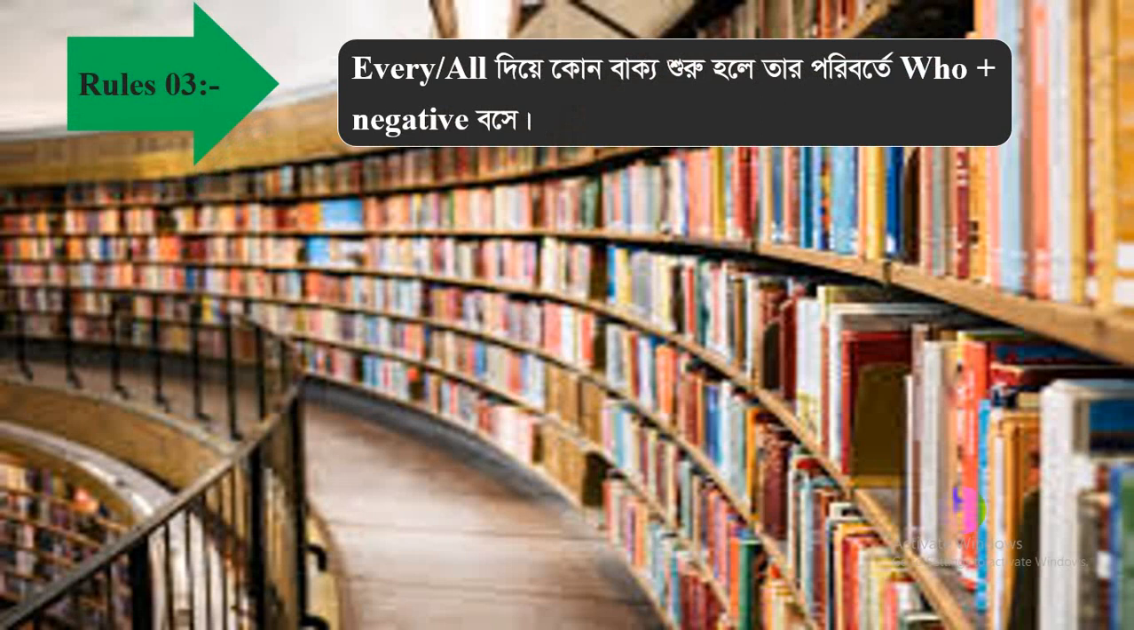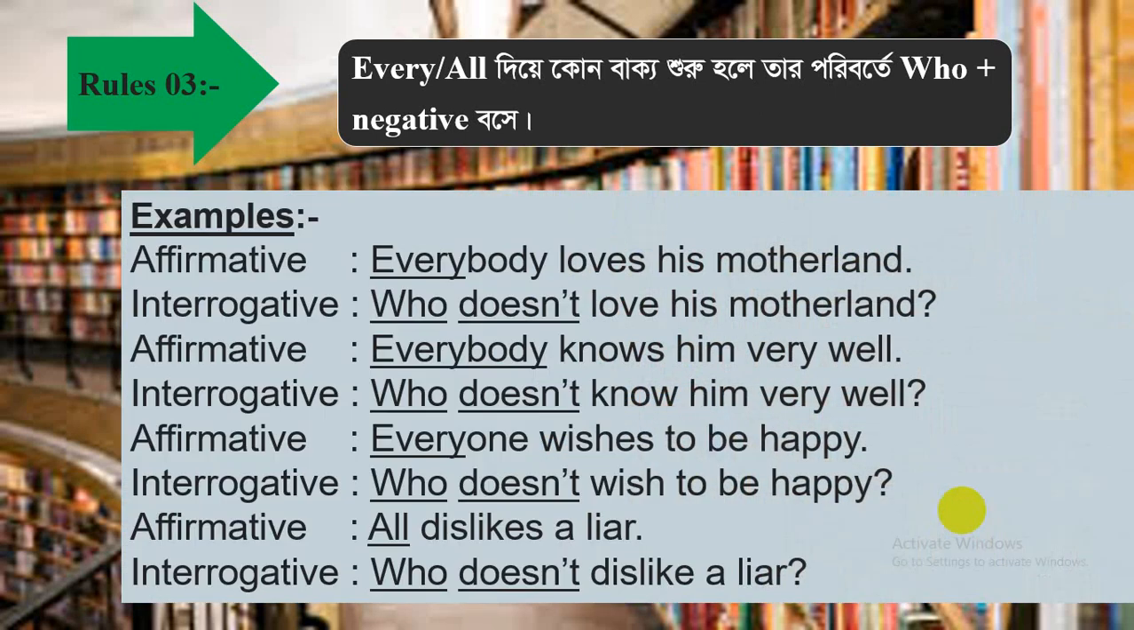So that means if a sentence begins with every or all, in the place of every or all, we have to use who plus negative. Here goes some examples. The first one: everybody loves his motherland. So the interrogative will be, in replace of every, we have to use who. After who, we have to use negative form. So they say who doesn't love his motherland.